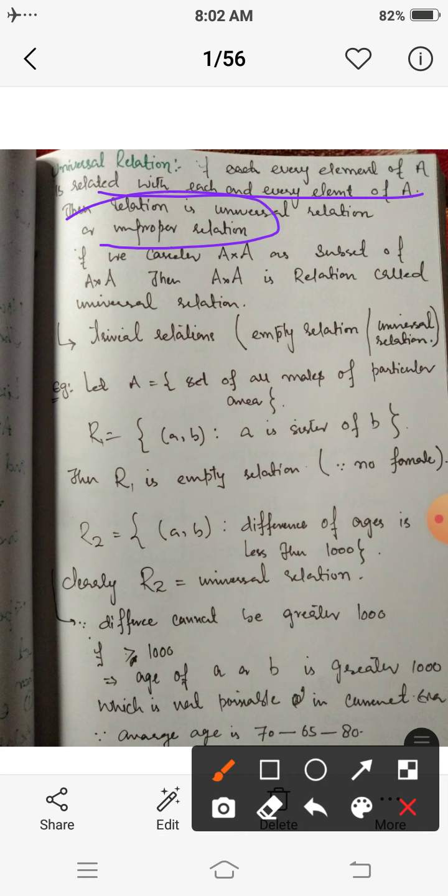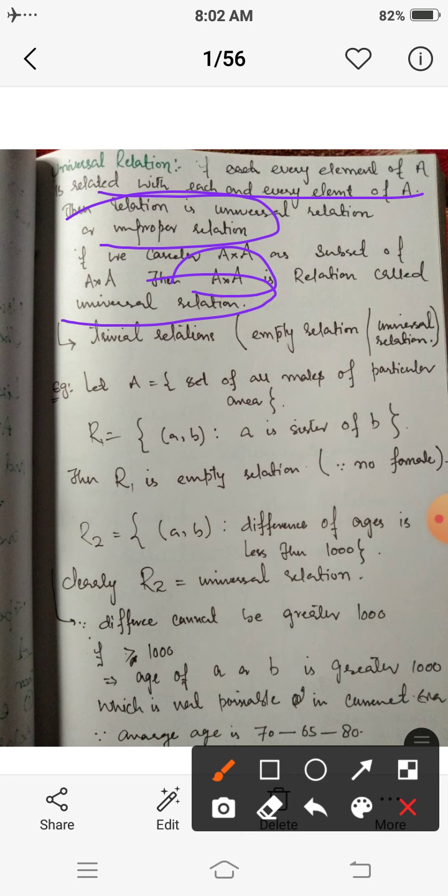because this is possible only when we consider A cross A as a subset of A cross A, since every set is a subset of itself. When we consider A cross A as the subset of itself, that relation is called the universal relation. Sometimes the universal relation and the empty or void relation are called trivial relations, because on the basis of triviality we can say that these two relations are trivial.